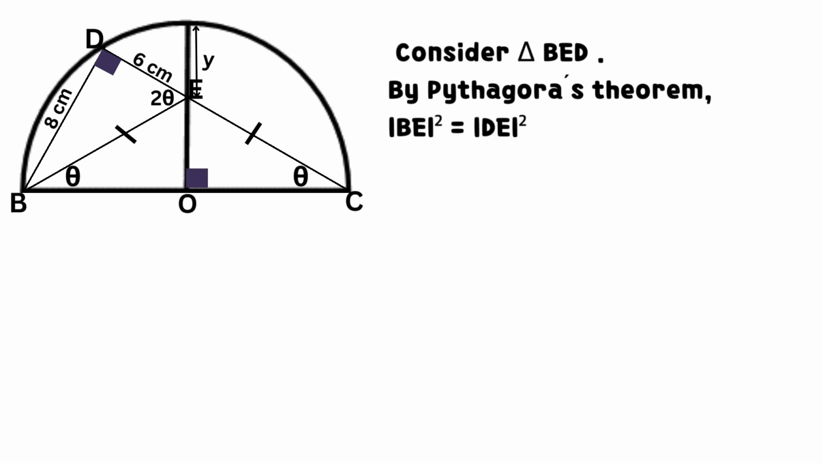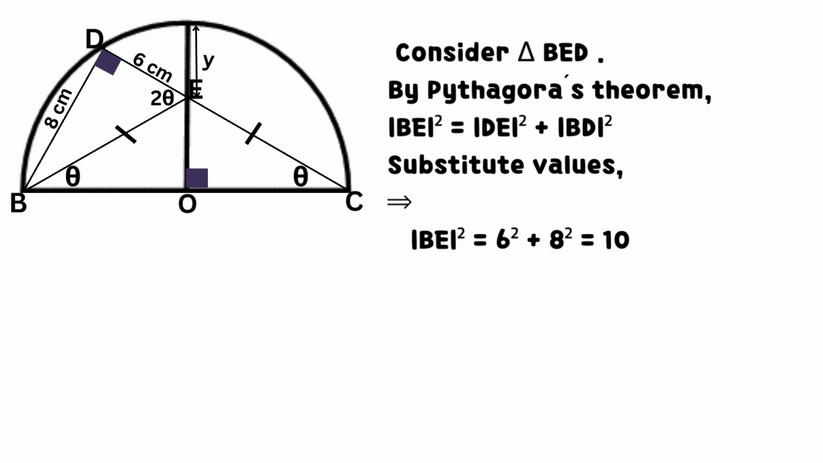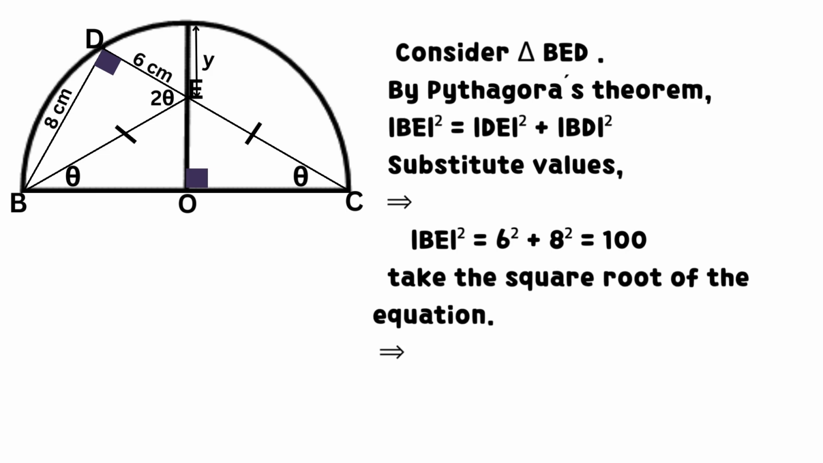Consider triangle BED. By Pythagoras' theorem, the square of line BE equals the sum of the square of line DE and the square of line BD. Substitute values and we have that the square of line BE equals the sum of the square of 6 and the square of 8, which equals 100. Take the square root of the equation. Hence, line BE equals the square root of 100, which equals 10 centimeters.